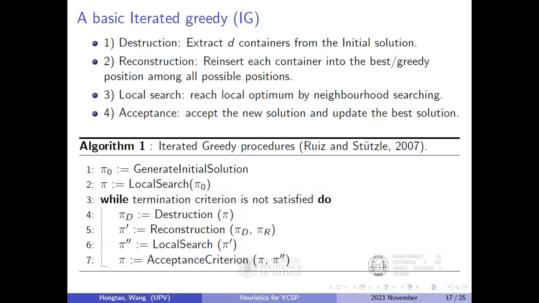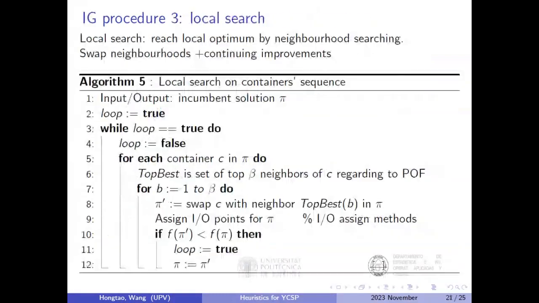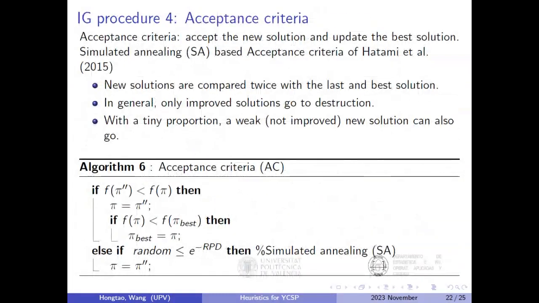Another difference is the acceptance criterion. It's totally different from that of ALNS. I mean, the acceptance criteria is also different from the adaptive large neighborhood search. That's the main difference in my mind. But in this algorithm, you can use the same criteria.